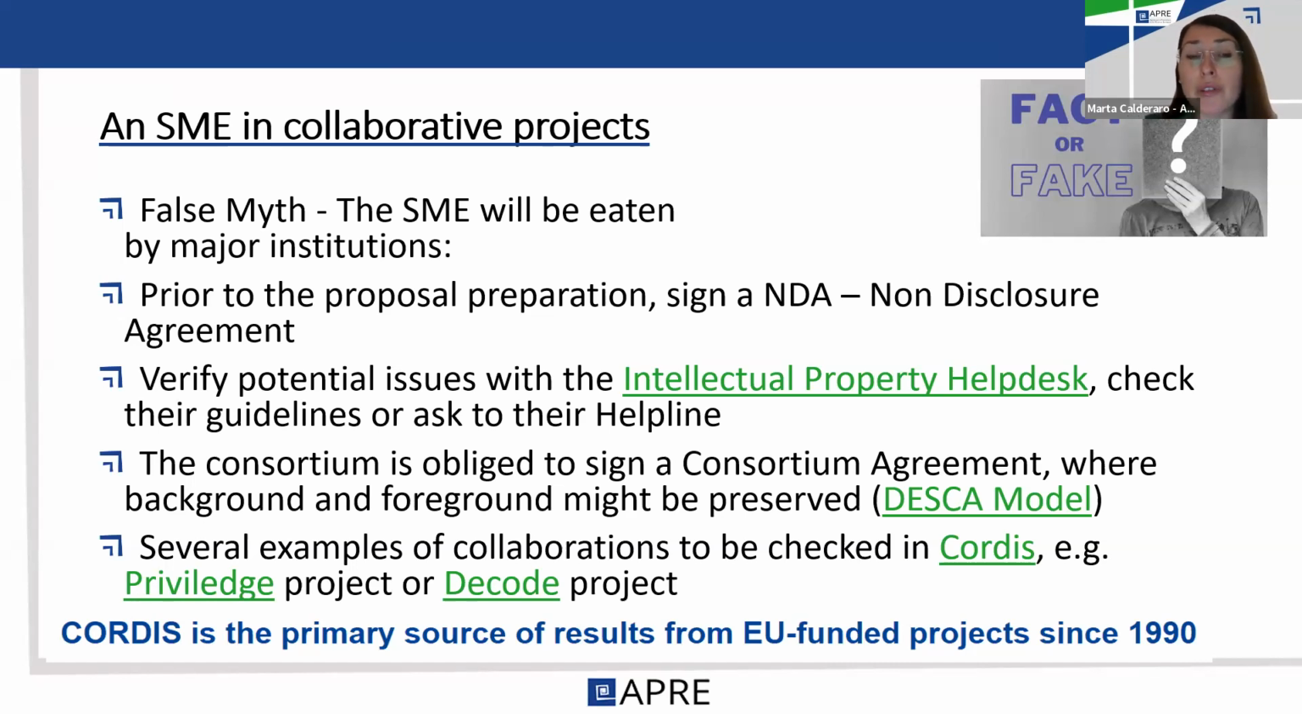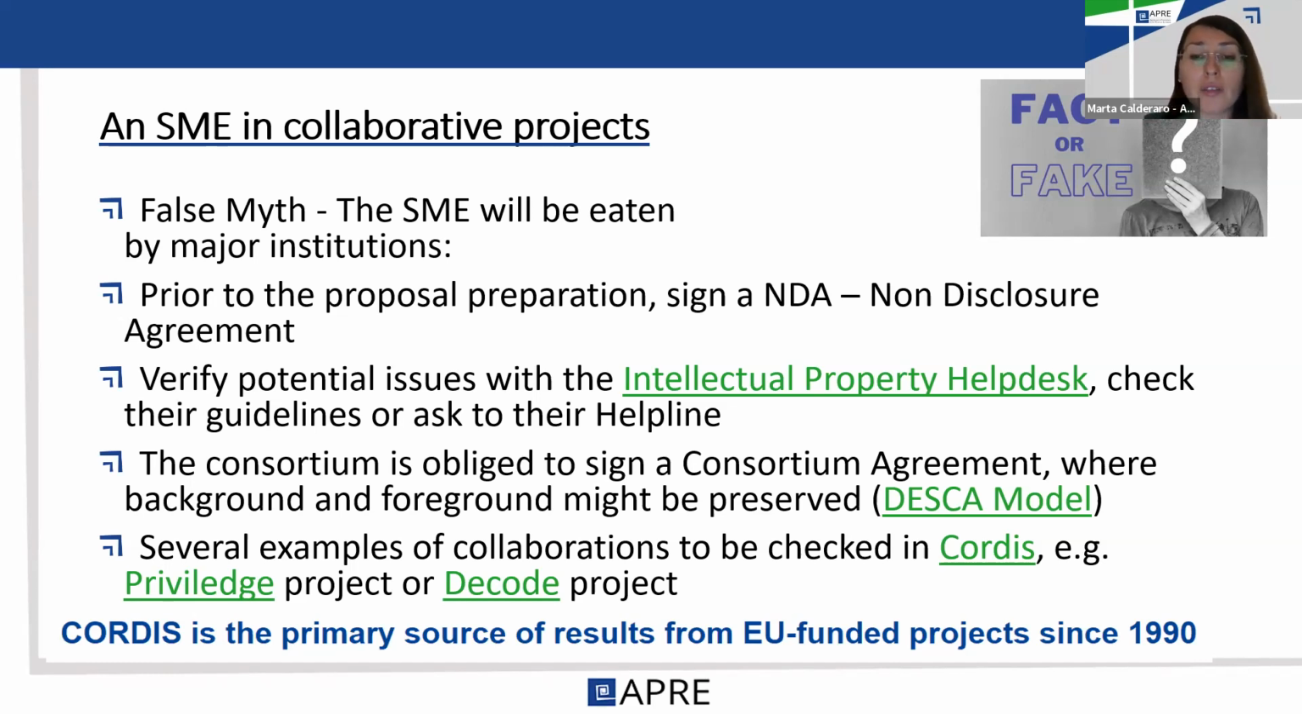So at first, prior to starting writing or starting the proposal preparation, I really encourage you to sign a non-disclosure agreement with the participants that are taking part in a consortium. You can verify potential issues concerning the non-disclosure agreement and the different solutions via the intellectual property help desk. They have released several guidelines and also have a helpline where you can access specific lawyers that are experts in intellectual property issues, to understand how to write the non-disclosure agreement and which kind of specific information you should protect within a consortium agreement.